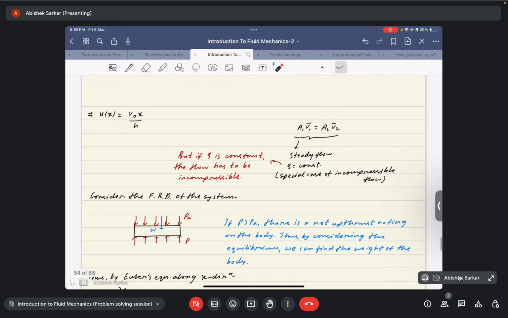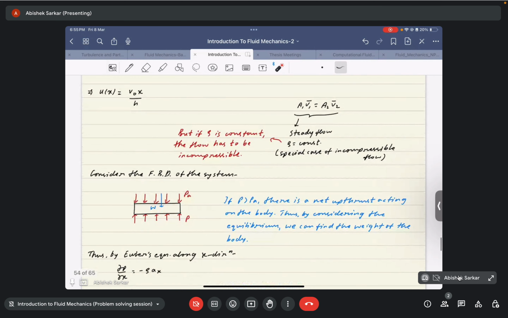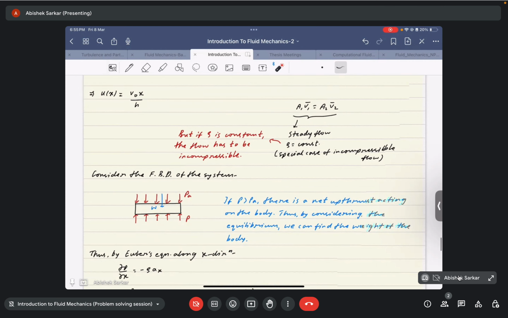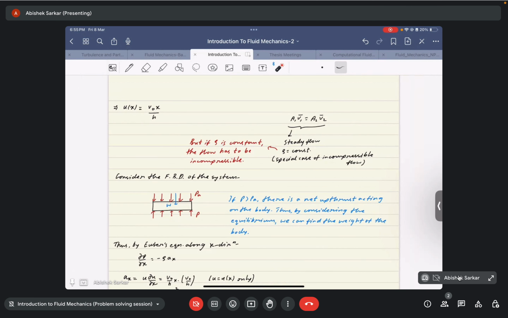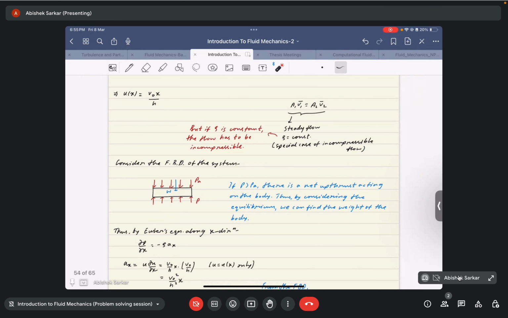to get the weight of the plate, we do a force balance on the plate and construct its free body diagram. Okay, let me zoom out a bit more. So now, since we know the velocity field along the x direction, therefore using Euler's equation we can find the pressure by solving the Euler's equation along the x direction, right? So dou p by dou x is equal to minus rho ax, okay.